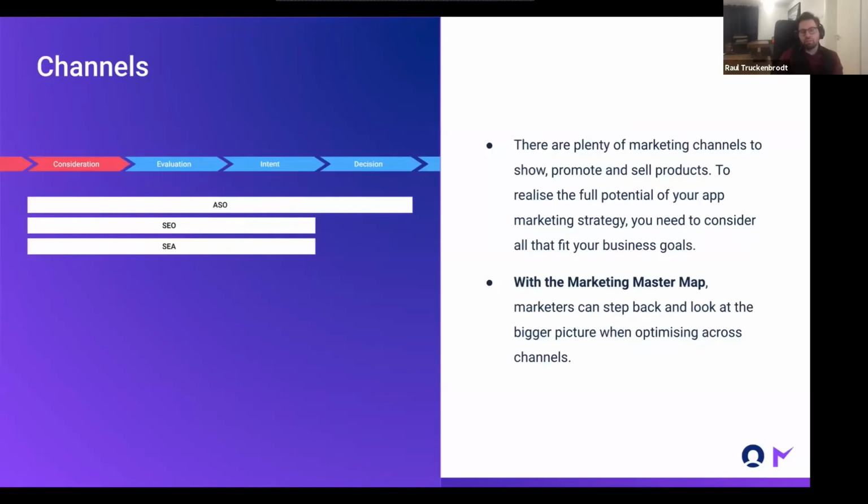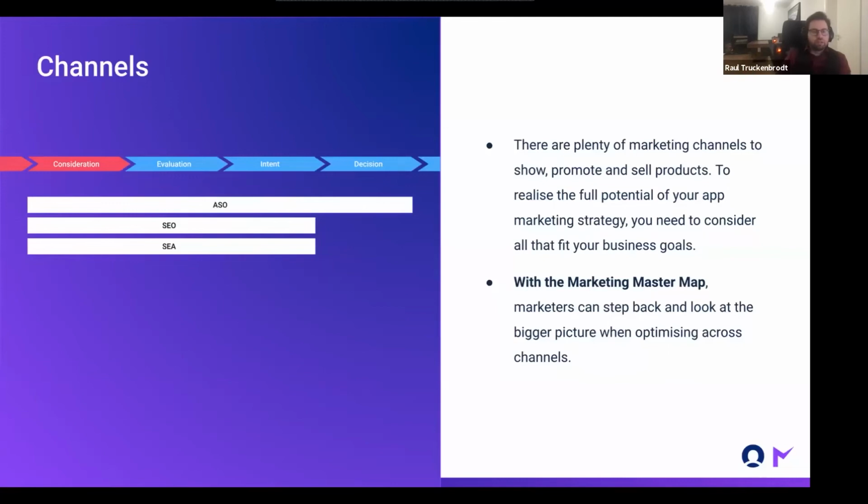So one underestimated part here is the whole search area, so ASO for the apps and typical SEO, SEA for the web stuff. Here it's also a super competitive world. So if you're doing a lot of awareness for a product which people would like to buy, then yeah, people will search for it.